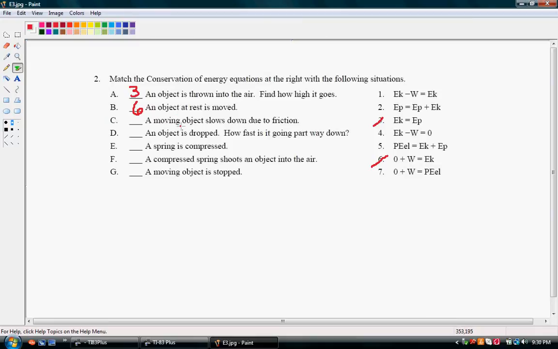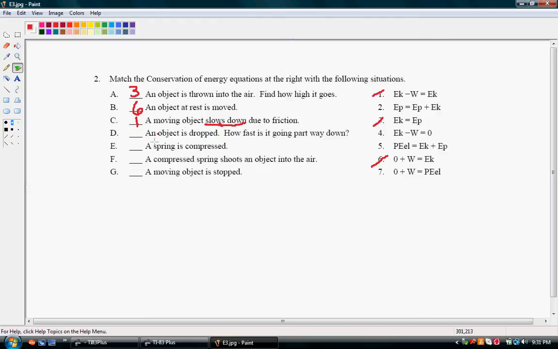Okay? C, a moving object slows down due to friction. So a moving object, we know we have kinetic energy, because kinetic energy is the energy of moving objects, and it slows down due to friction. So friction is doing negative work on the system, it's taking energy out of the system here, but it only slows down, it doesn't stop. So you still have a kinetic energy afterwards. So let's look at number 1. We have a kinetic energy with negative work, and then we end up with kinetic energy afterwards. So that's actually the perfect description for C. So we'll put 1.